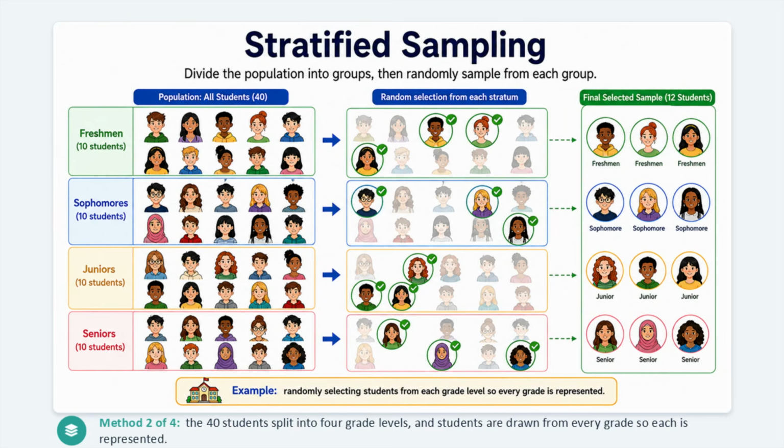And here's the phrase I really want you to remember. We sample from every group. That's the heart of stratified sampling. No grade level gets completely left out. Each important subgroup has a place in the sample. And that's exactly what makes stratified sampling so useful when representation matters.